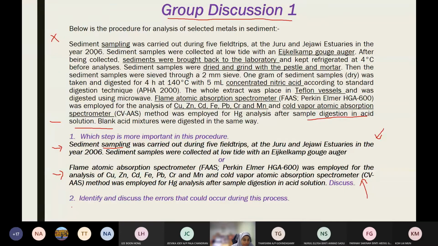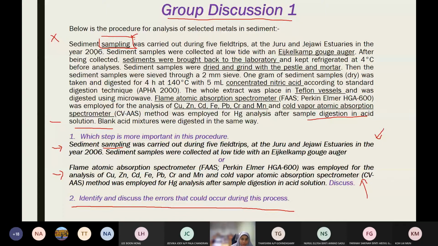Now the second one: identify and discuss the errors that occur during the process. You can see that I underlined a few clues here, and I would like to share a few things. One clue is sampling. I think only one or two groups did not touch on sampling. The rest managed to say that sampling is one of the concerns about error. So what is the possibility of error that can happen during the sampling?